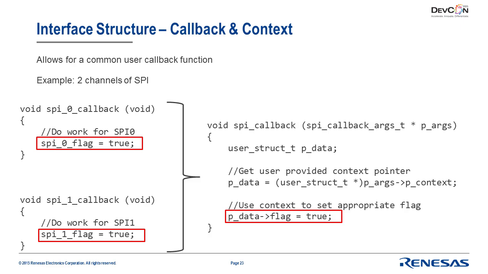This will work for an unlimited number of channels, and it'll work across peripherals too. Let's say you're using our SPI peripheral and the SCI and Simple SPI. You could use the same callback to span peripherals. It does not matter. So this is flexible and scalable.